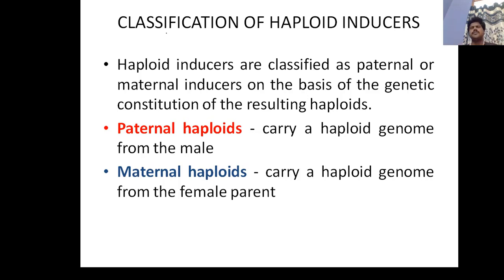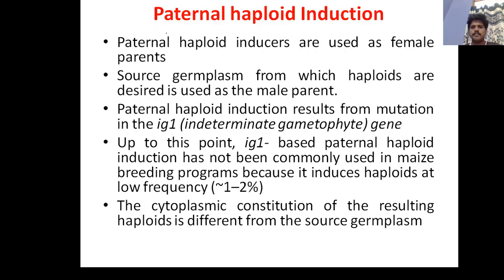Then, classification of the haploid inducers. How many types of haploid inducers are present? Haploid inducers are classified as paternal haploid inducers and maternal haploid inducers based on the genetic constitution of the resulting haploids. Paternal haploids carry a haploid genome from the male, whereas maternal haploids carry a haploid genome from the female. Hence their names, paternal and maternal haploids.